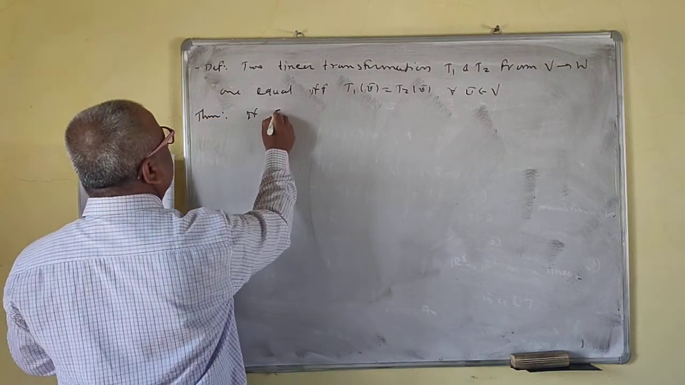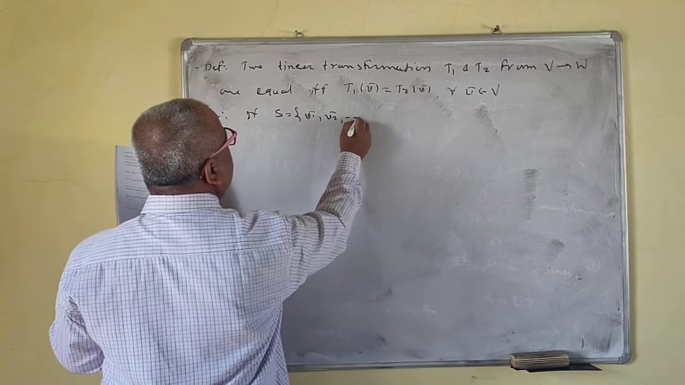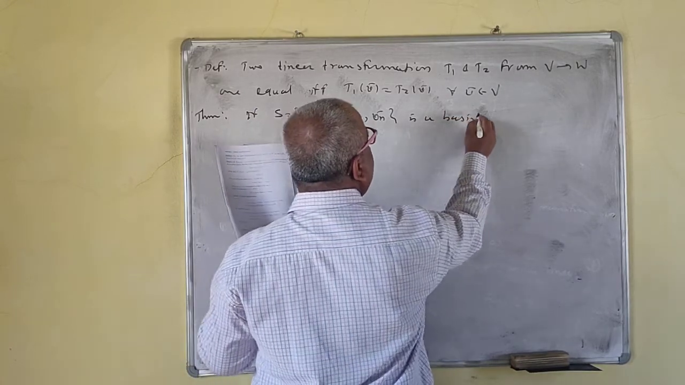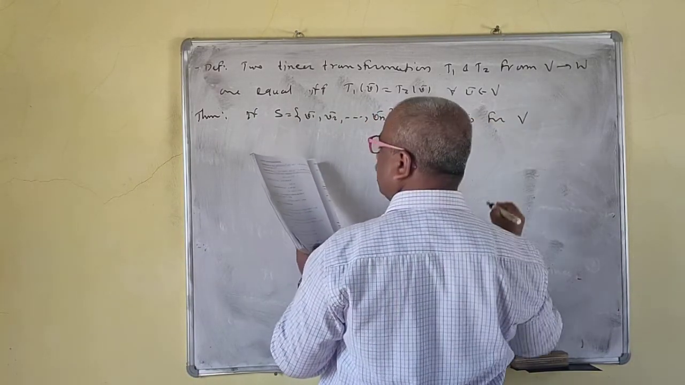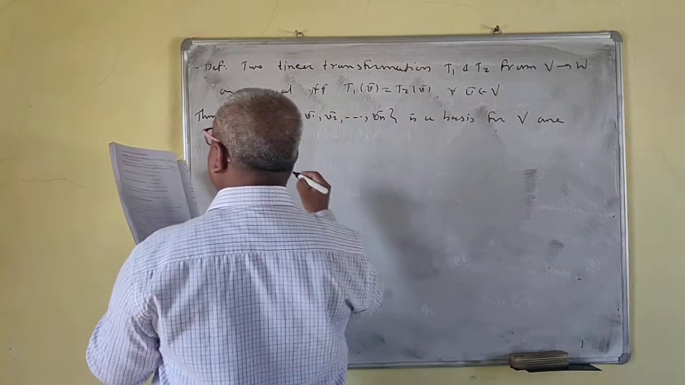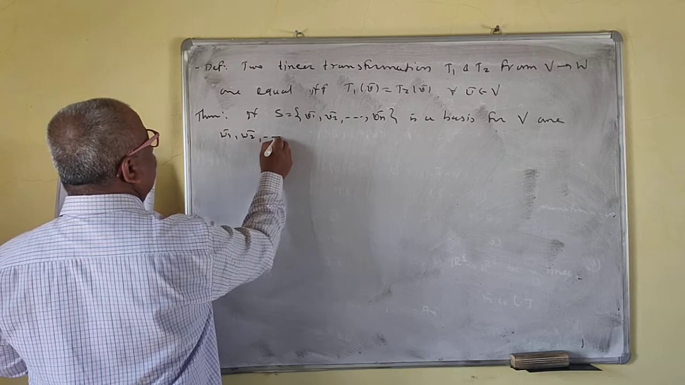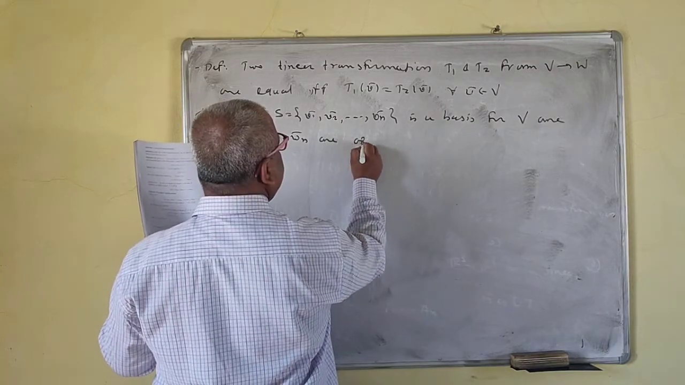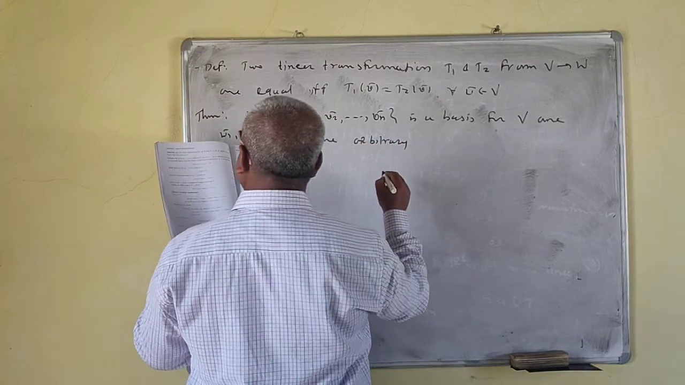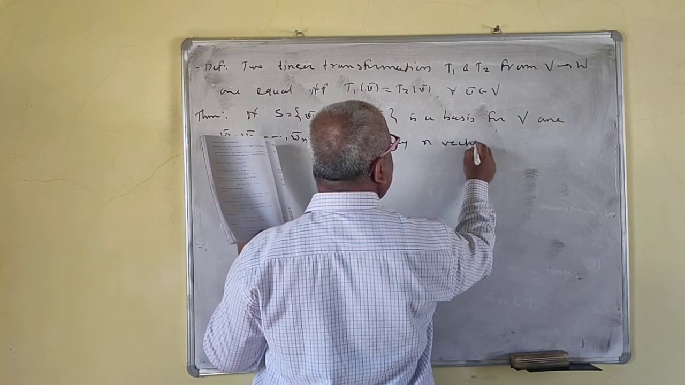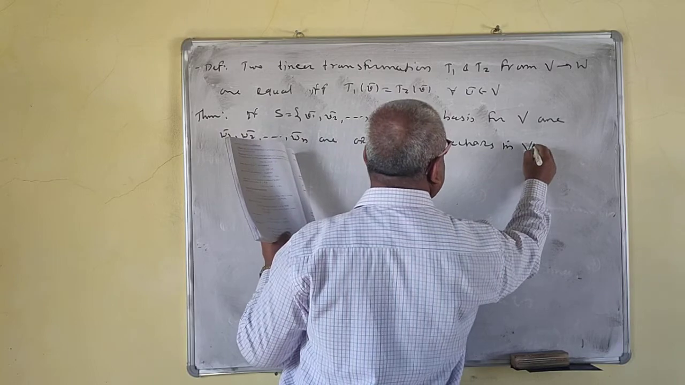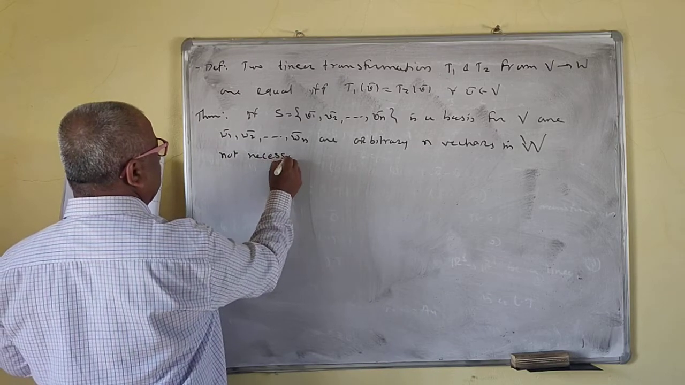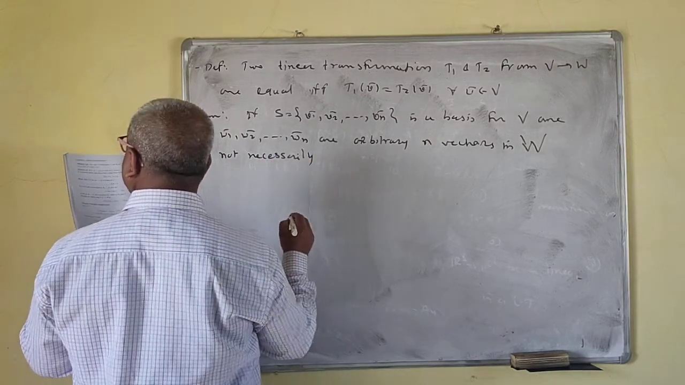Theorem: if S is equal to v1 bar, v2 bar, dot dot dot, vn bar is a basis for the vector space V, and w1 bar, w2 bar, dot dot dot, wn bar are arbitrary n vectors in W, not necessarily distinct.